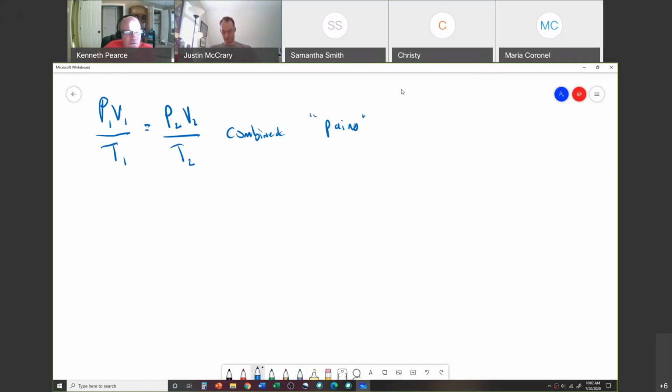And then we had, seems so long ago, PV equals nRT. And this is the ideal gas law. And this is when you have no pairs. And how do we pick our R? We pick R based on the units.